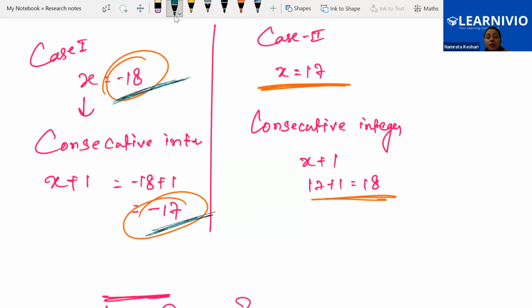Okay, these two multiplied together give us 306, but we need to keep our focus on positive integers. So when the MCQ question is like that, please don't mark minus 18 and minus 17. Mark plus 17 and plus 18. Whatever x value you are getting, don't rush and just tick whatever x value you have. No, don't do like that. See what assumption you have taken. Accordingly, you have to choose the answer.